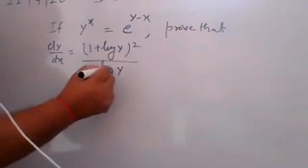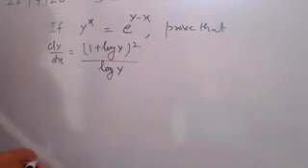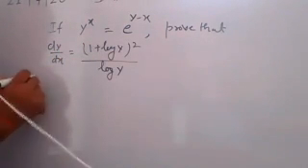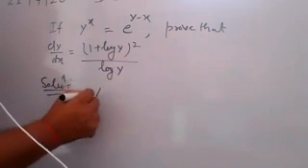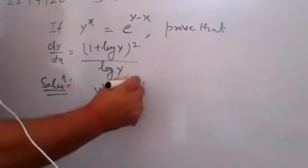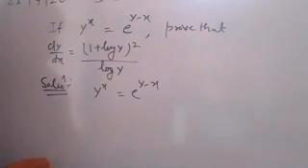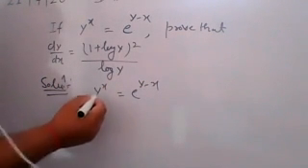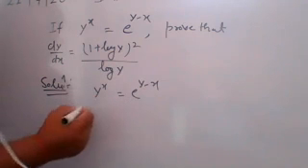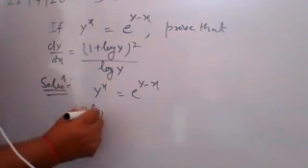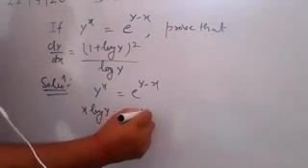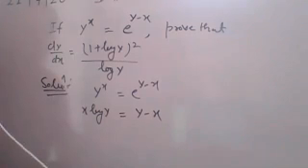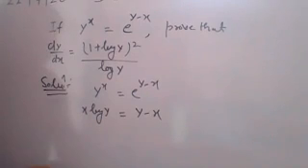Okay, so trying to prove it. How do you prove it? First of all, write your given equation: y to the power x is equal to e to the power y minus x. Now taking log both sides, that can be written as x log y equals y minus x.